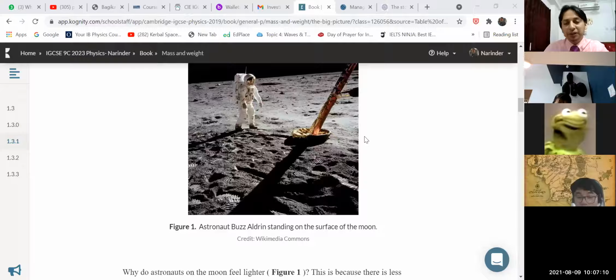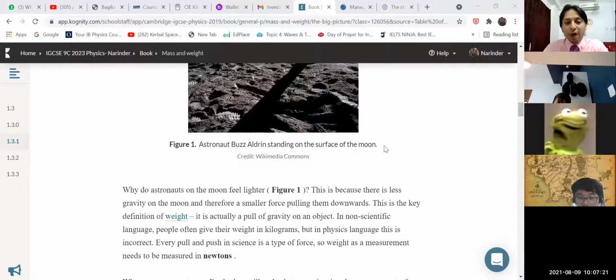And children, now see this diagram, in this image the astronaut Buzz Aldrin is standing on the surface of the moon. You can see the surface of the moon. And why do astronauts on the moon feel lighter? You know that from your previous knowledge, children, the theory of knowledge, TOK. You know that from your previous classes, from the internet, or maybe by watching some news on TV. Why do astronauts on the moon feel lighter?